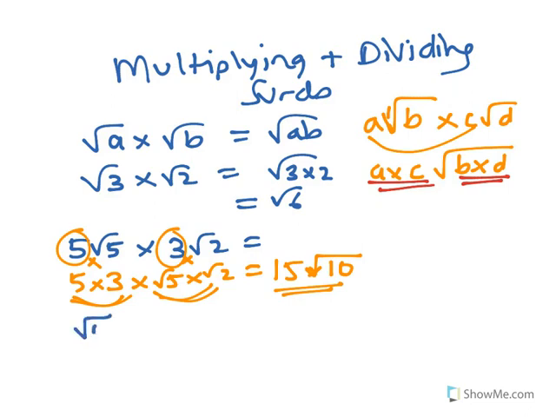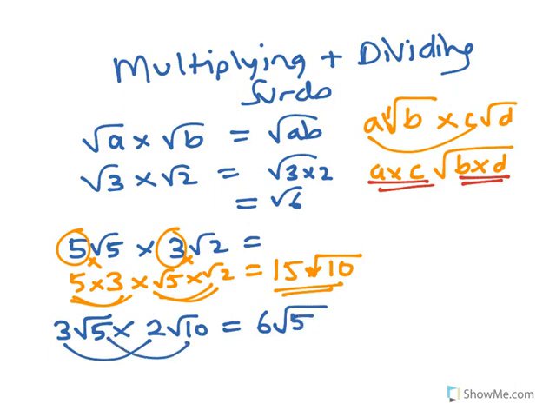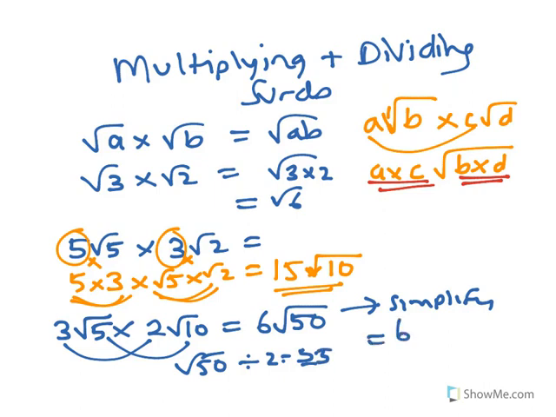Now, if I have 3 root 5 times 2 root 10, let's look at that. 2 3s are 6, 5 10s are 50, but then sometimes you might have to simplify the surd that remains. So root 50, let's divide it by 2, get 25. So that means we have 6 times root 25 times root 2, which is 6 times 5 root 2, which is 30 root 2.